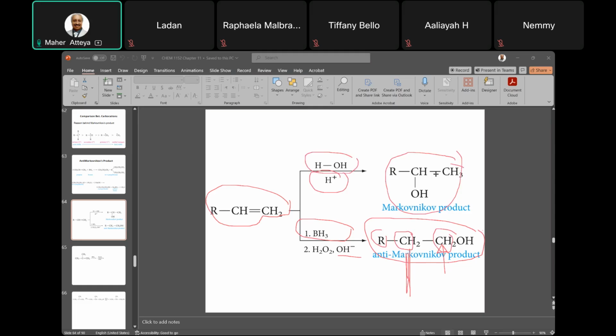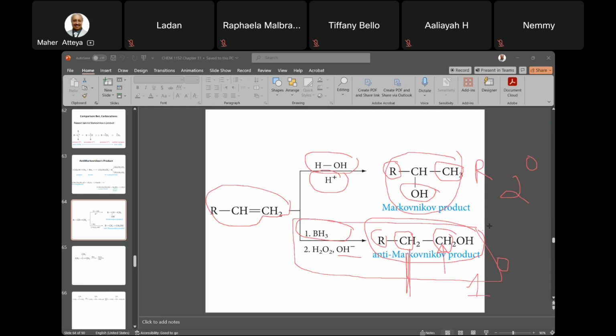It makes secondary. This is R, this is R, and the OH will be on the second carbon, making it secondary. This is a secondary carbocation. Here, however, the carbocation is primary, and you said primary is most impossible. This rule here is called anti-Markovnikov, or the counter Markovnikov rule.